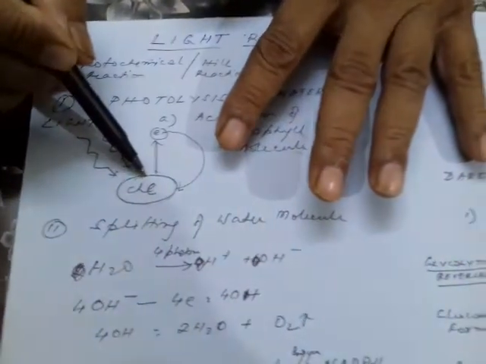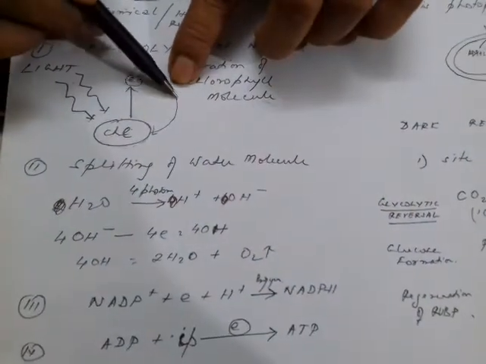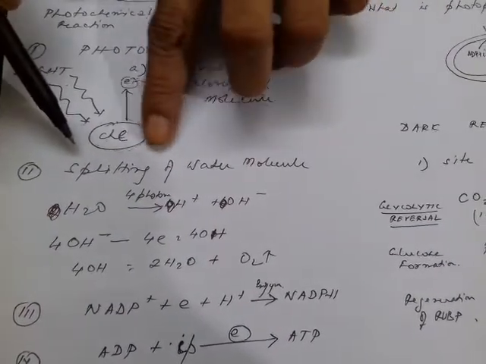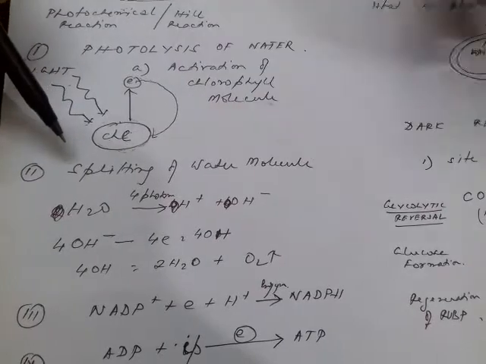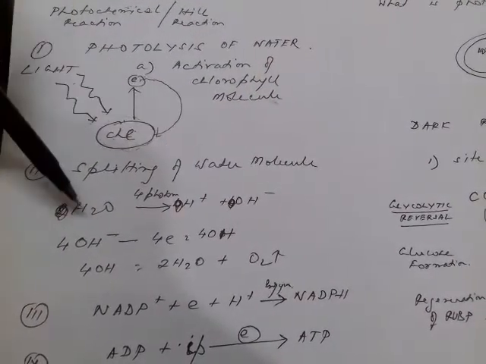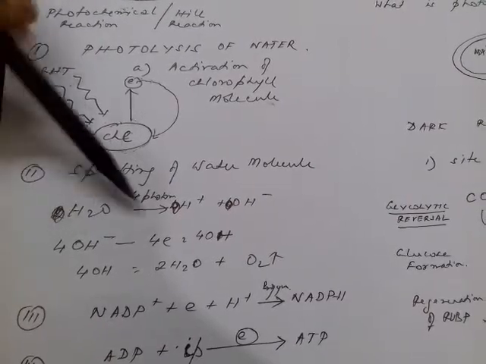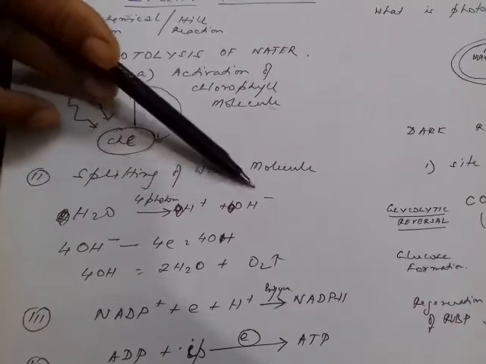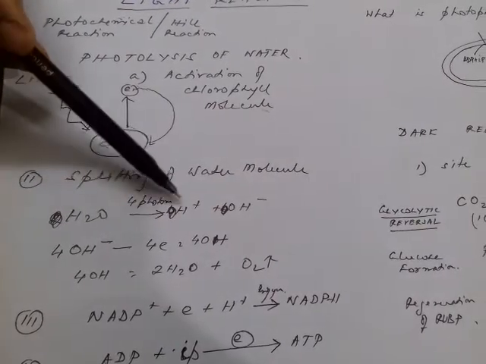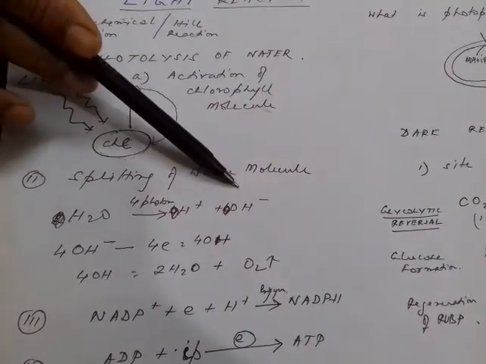Now what is the second thing? First is the activation of the chlorophyll molecule, and now when the electron is coming back, a certain thing takes place which is called the splitting of the water molecule. That energy is used for splitting the water molecule. So H2O is split into H plus and OH minus ions. Four photon molecules split H2O into H plus and OH minus ions.